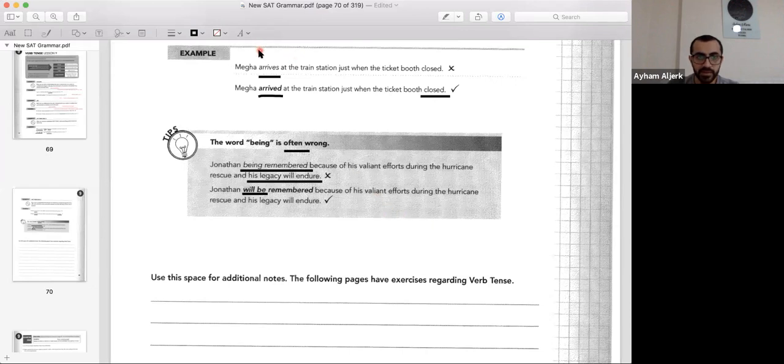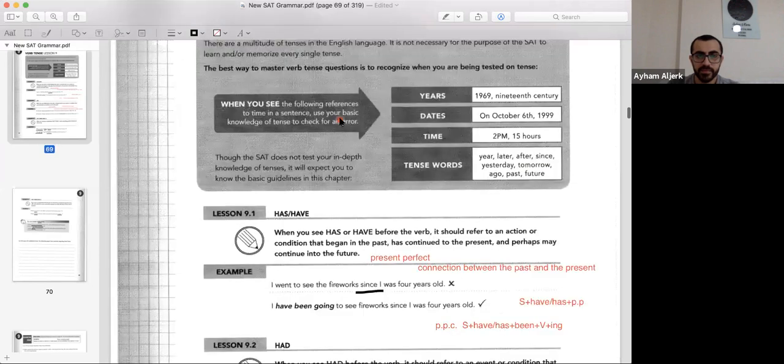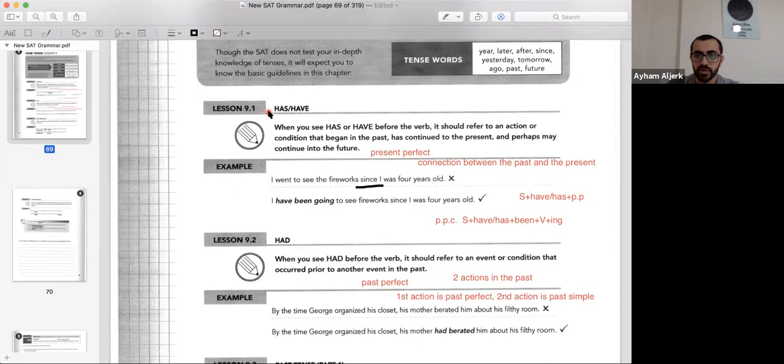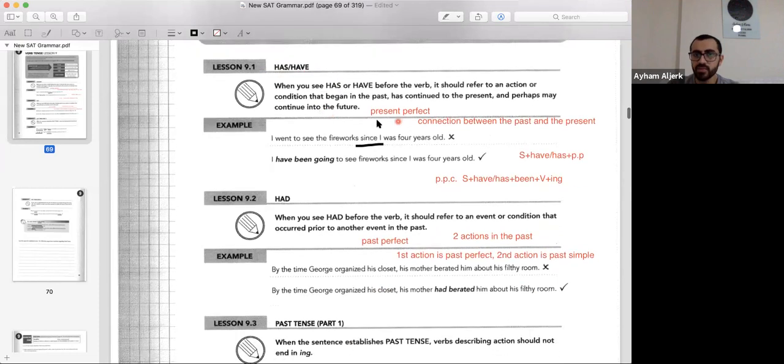Okay, I'm going to repeat. We're talking about tenses in general. When we have have or has, it means we're talking about present perfect, which means there should be a connection between the past and the present. For example, if I say, I have been waiting for my friend for 10 minutes, it means I started waiting in the past and I'm still waiting now. There is still a connection in the present.